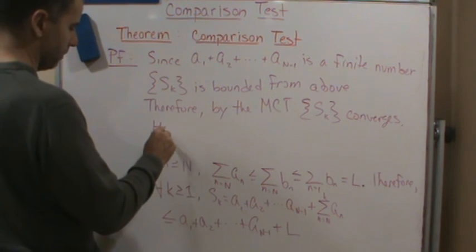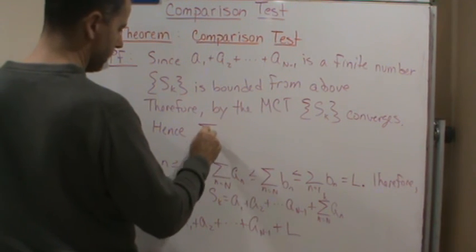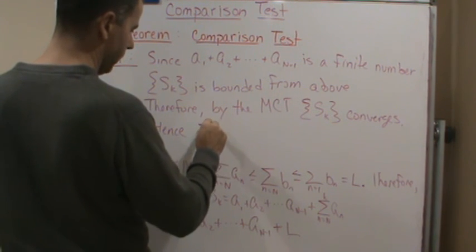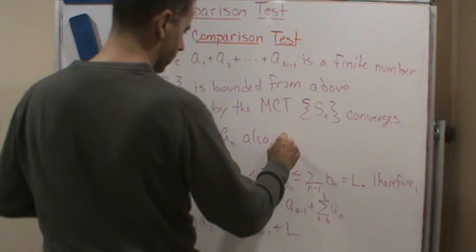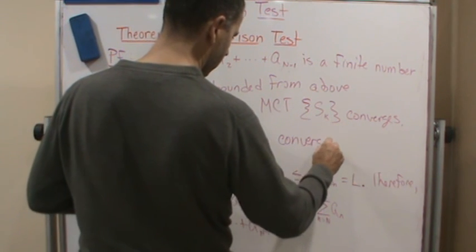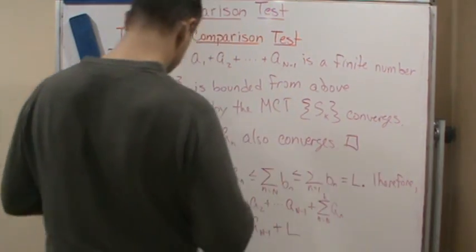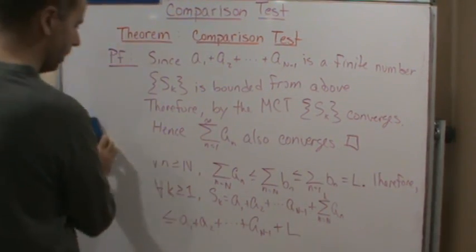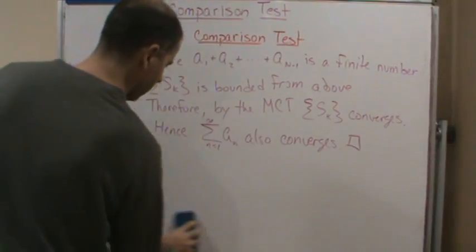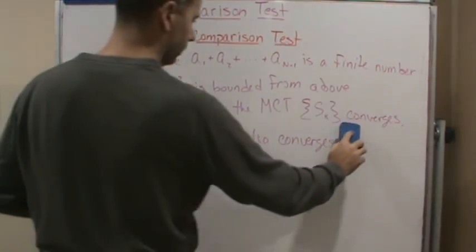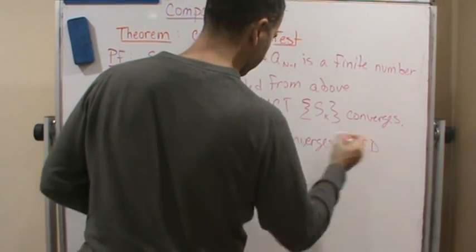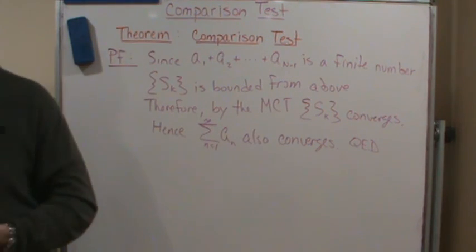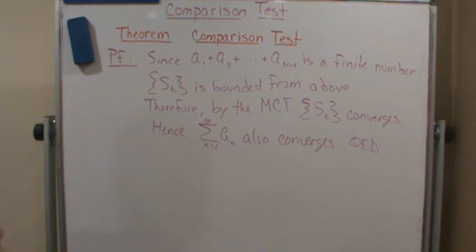And hence, the series from n equals 1 to infinity of a sub n also converges. Okay, and we're done. And remember, the second case is just the contrapositive of the first case.